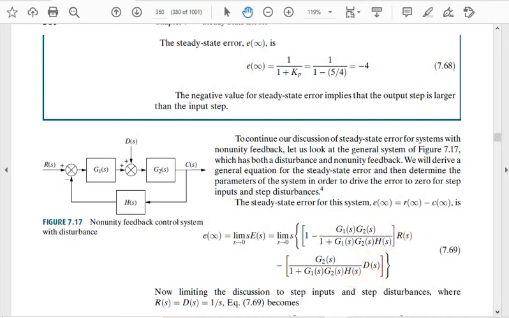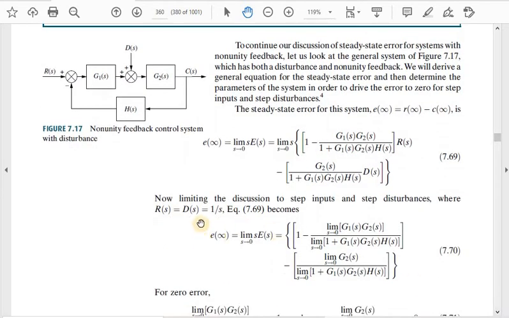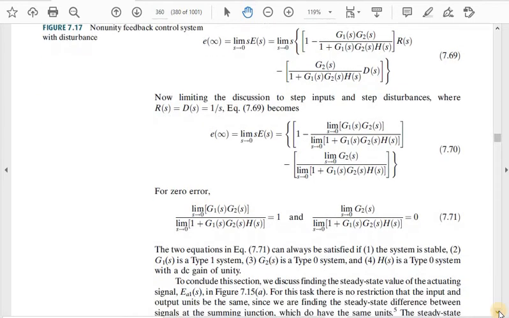Same case, if we look at the unity feedback for disturbances and we consider a step input disturbance, we can calculate the error. For zero error, we know that the limit of this must be equal to 1 so that it becomes 0 error. Or in other words, this and the second term go to 0, then in that case you have a 0 error.